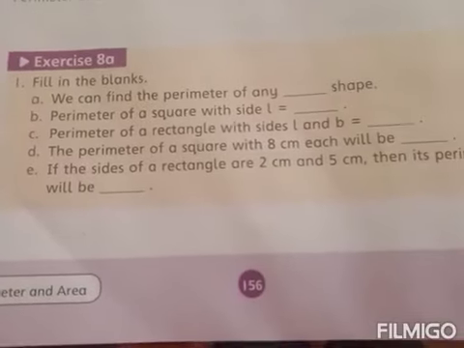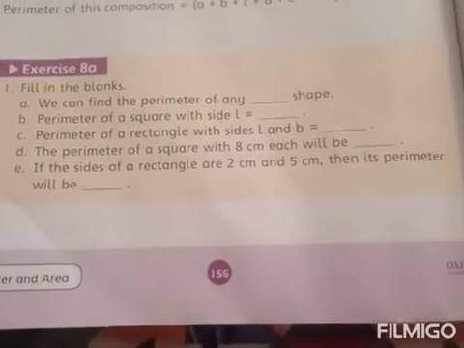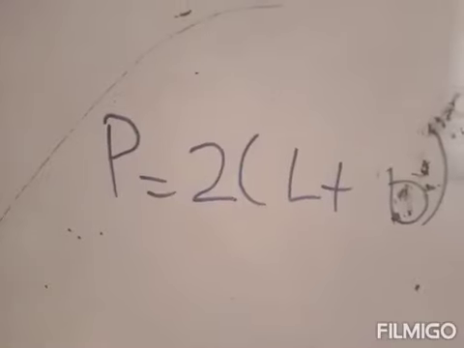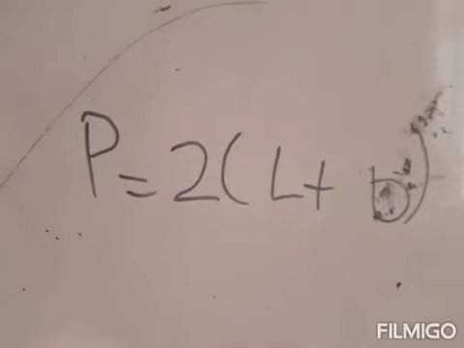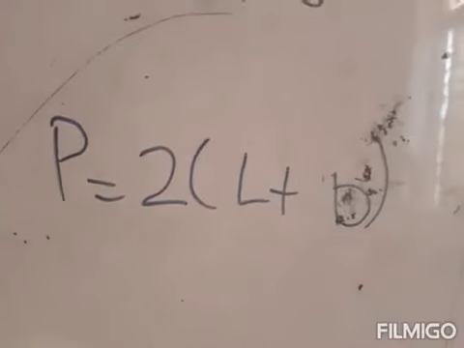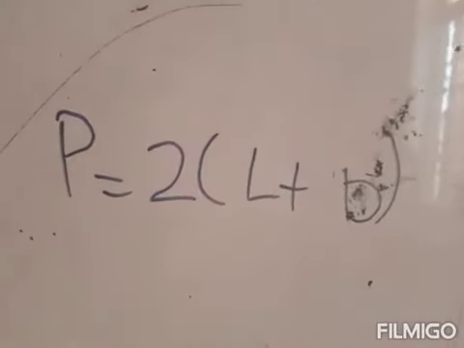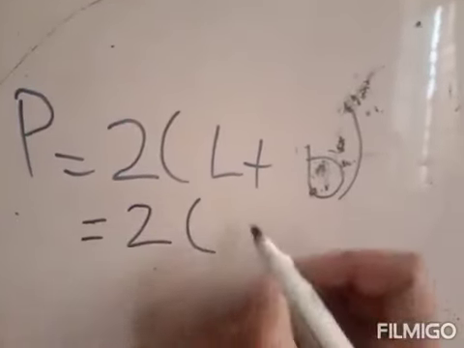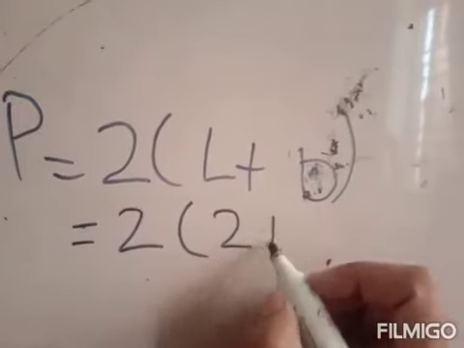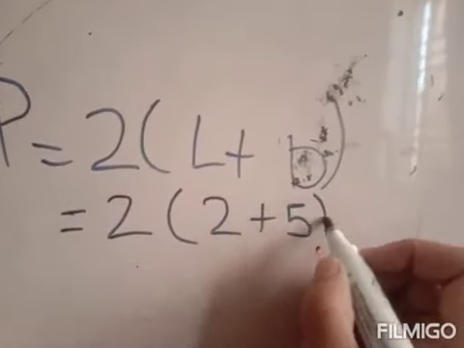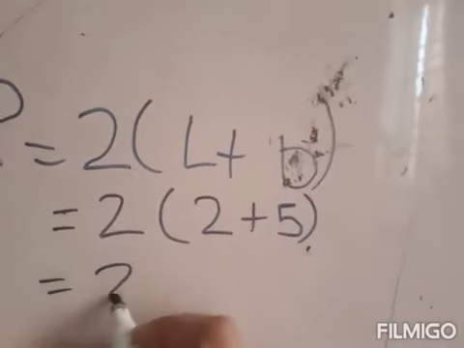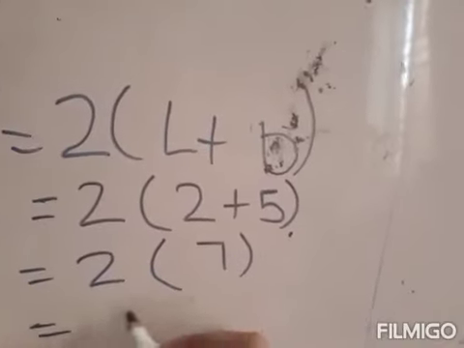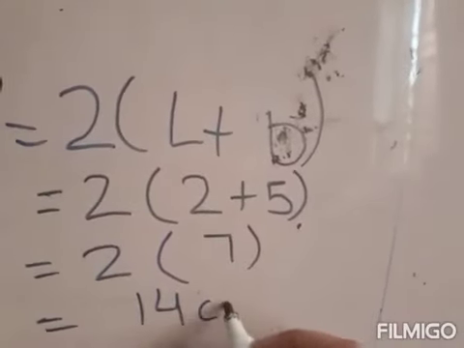If the sides of a rectangle are 2 cm and 5 cm, then its perimeter will be. We know that perimeter of a rectangle is equals to 2 multiplied by length plus breadth. So when we put the value, we will get length is given 2 cm and breadth is given 5 cm. So here we have 2 into 2 plus 5, 7. So our answer is 2 sevens are 14 centimeter.